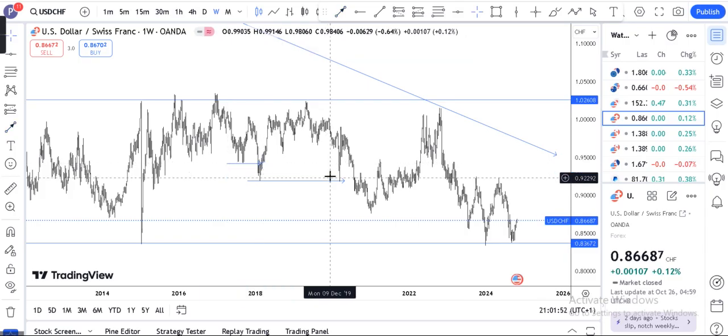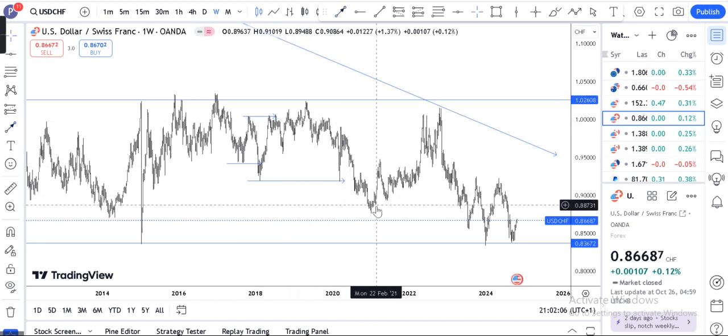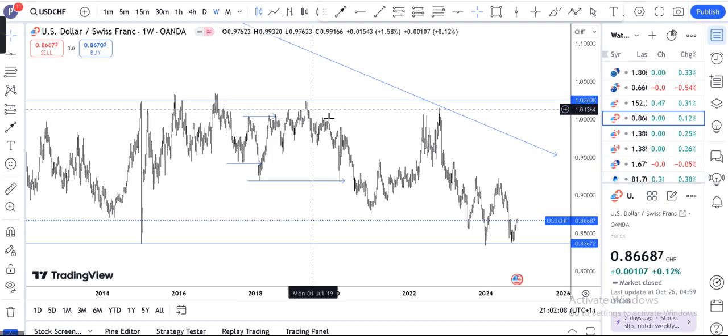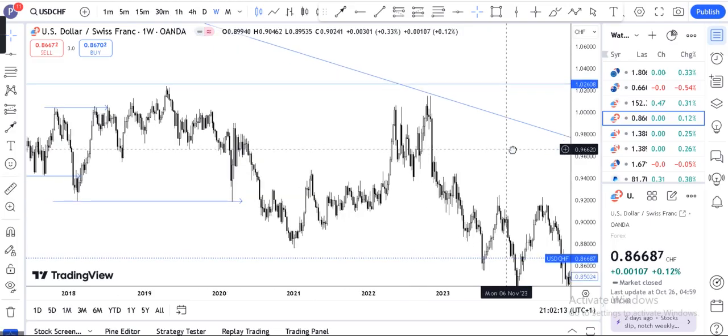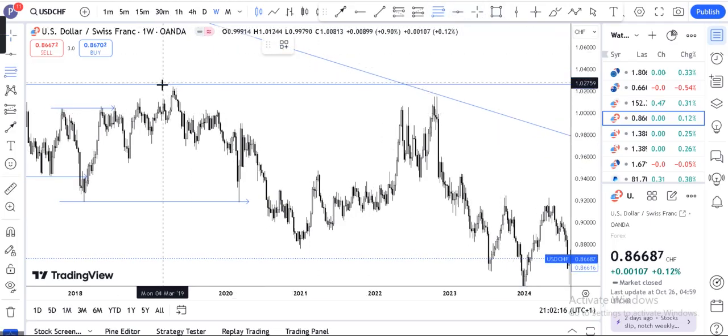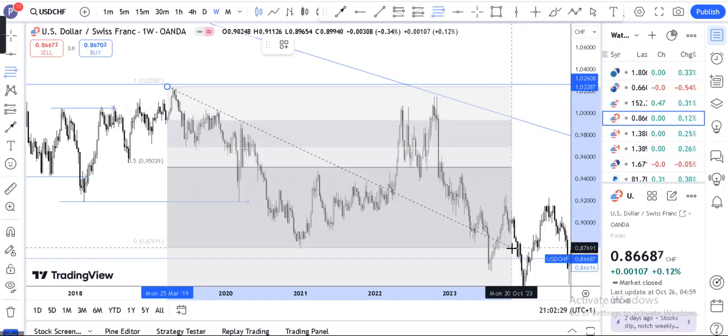Here we got a break of structure and we had market take out liquidity at this point. We got a major break of structure at this point also, which is this drop. And then what do we do? We simply would mark our Fibonacci level. So we'll mark from that level to this level basically.